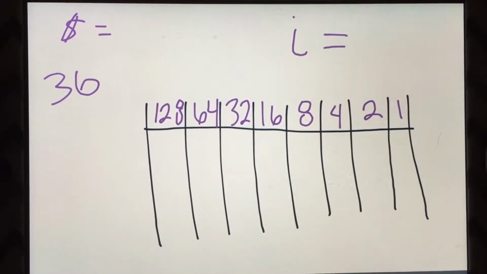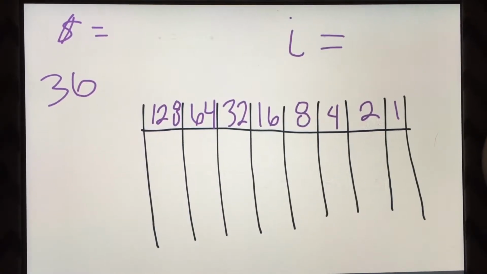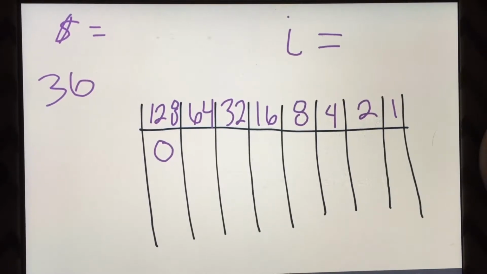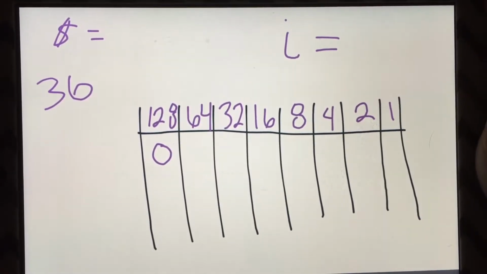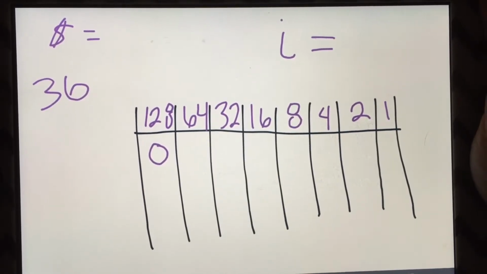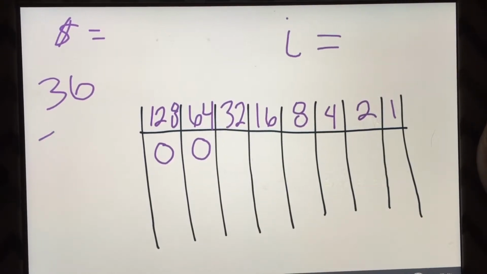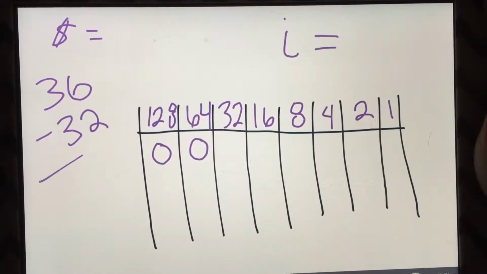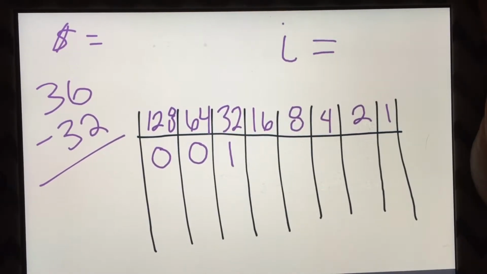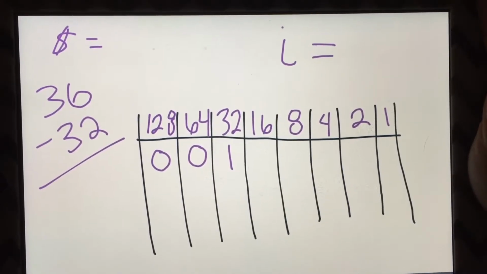Can 128 be subtracted from 36 with giving us a positive number? No, it cannot. So we put a 0. Can 36 be subtracted by 64? No, it cannot. Can 36 be subtracted by 32? Yes, it can. So we put a 1. How much do we have left over? 4.